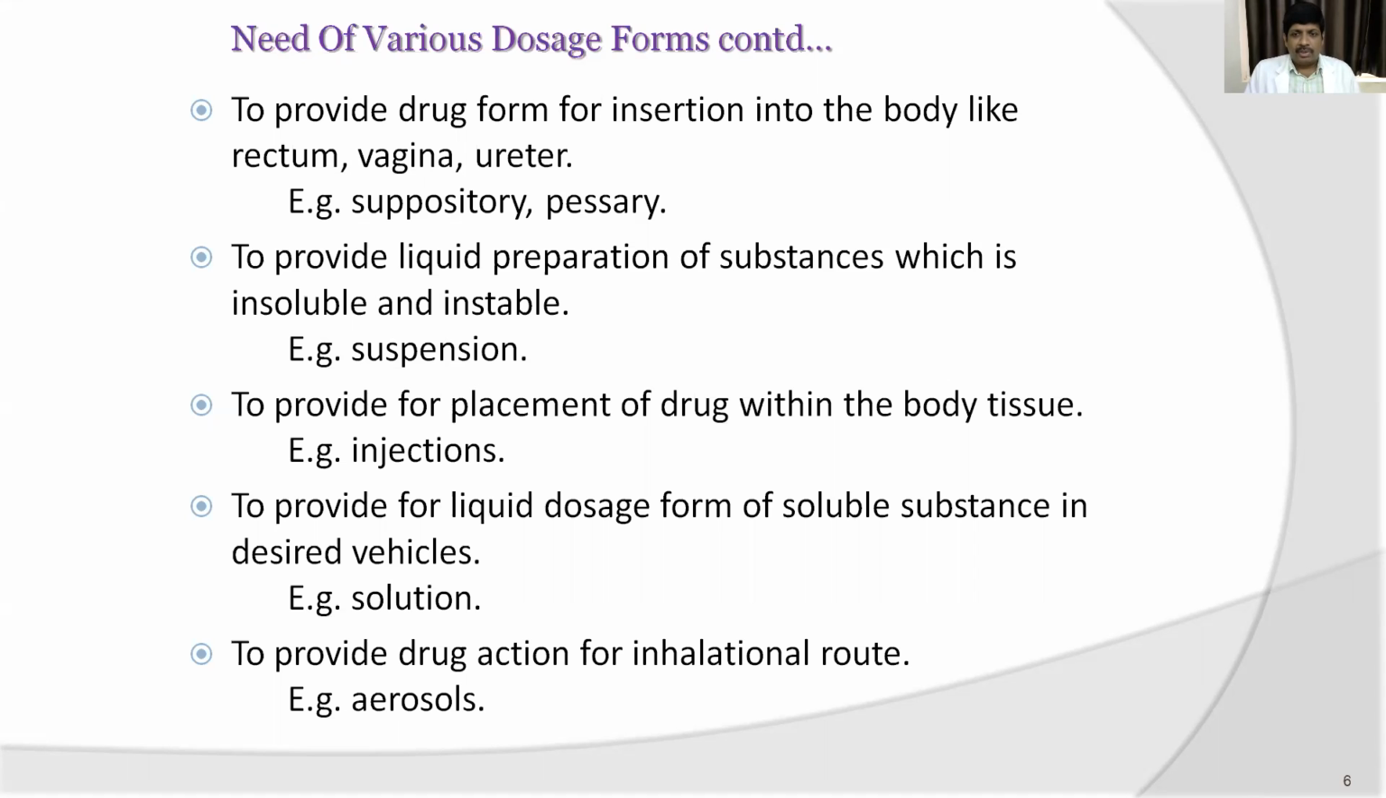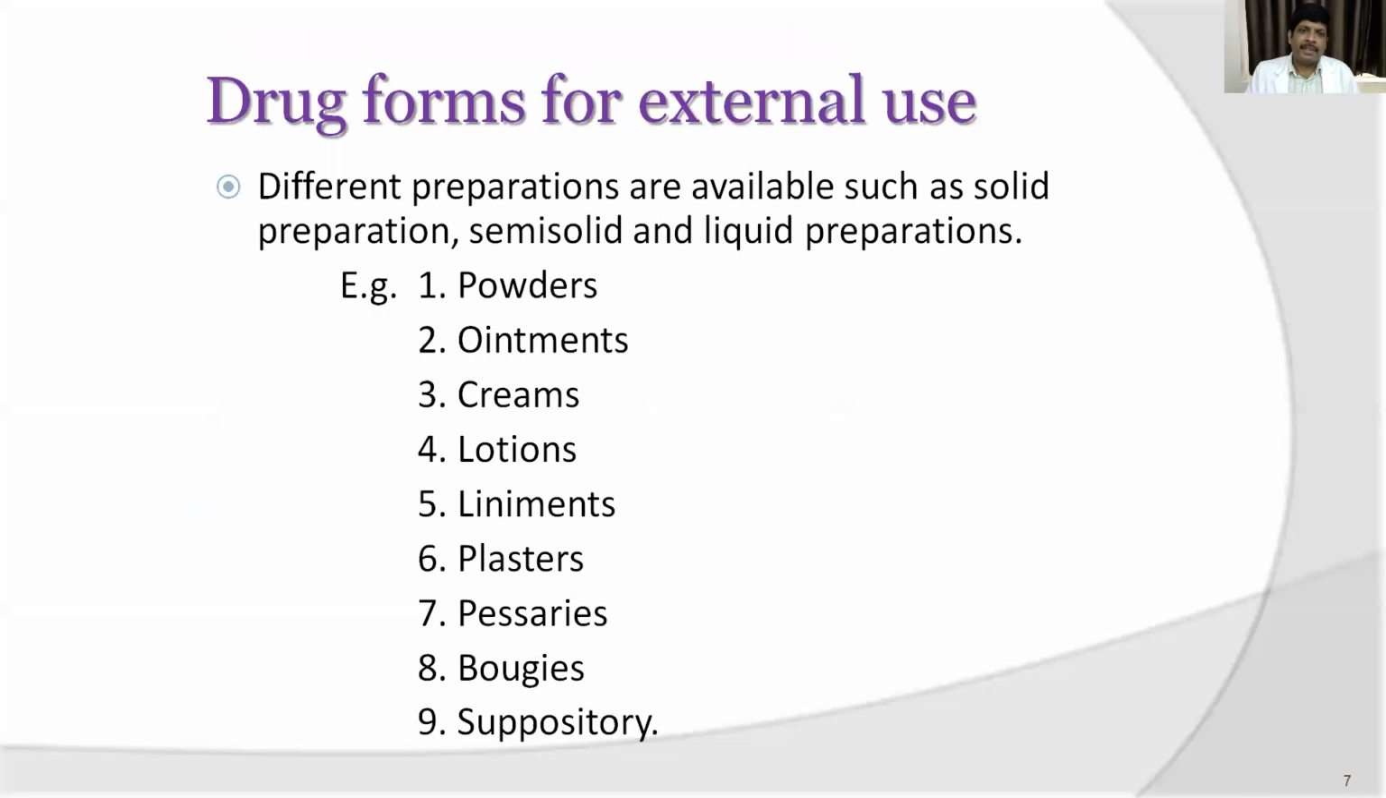To provide for placement of drug within the body tissue, injections. Then, to provide a liquid dosage form of a soluble substance in the desired vehicle, it is a solution. Then, to provide action by the inhalational route. Now this is also a trickier part, through the nose or through the mouth. If you have an inhalational drug to give, you cannot simply give it to get local action and more action. So you need to make it into another form like an aerosol. They are the better dosage forms to be given through the inhalational route. So these were the main important reasons for having many dosage forms.